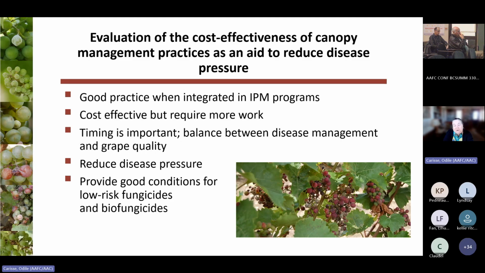As I showed you on botrytis bunch rot, we had the same disease management level with the biological control agent and with a reduced number of applications. So it was very cost effective.